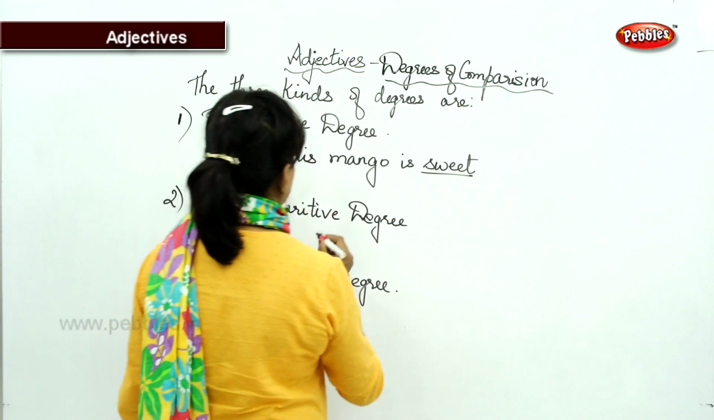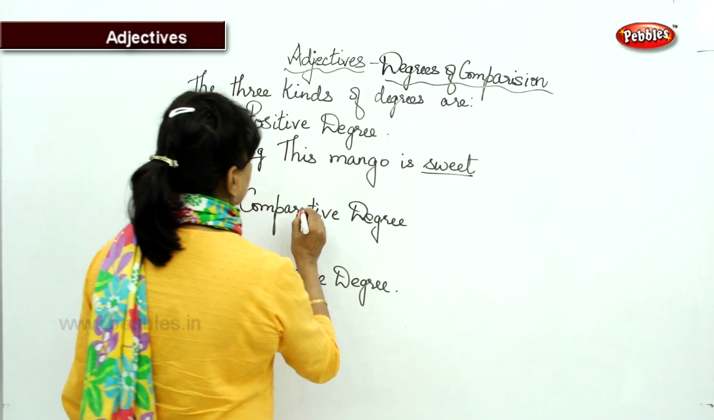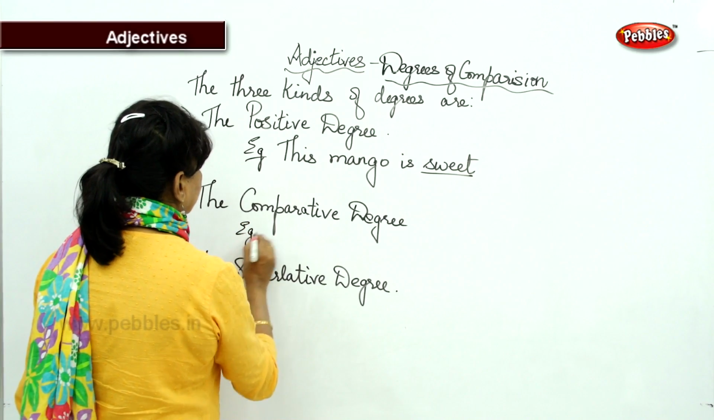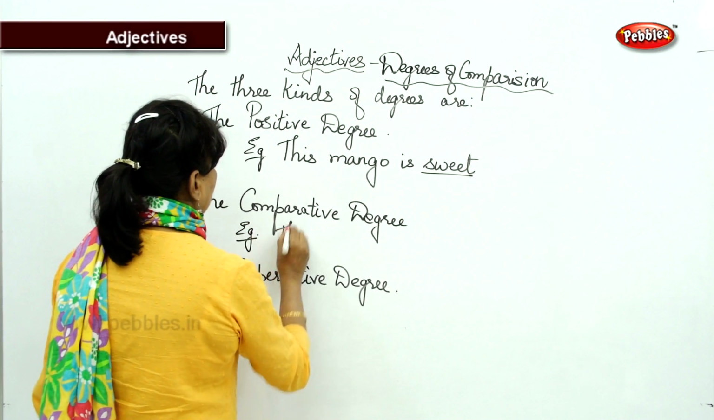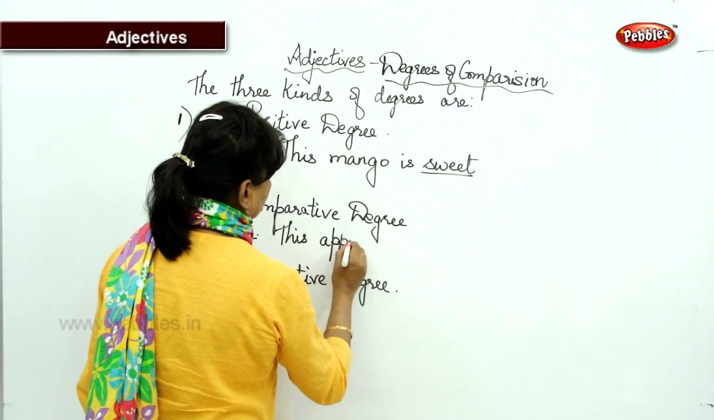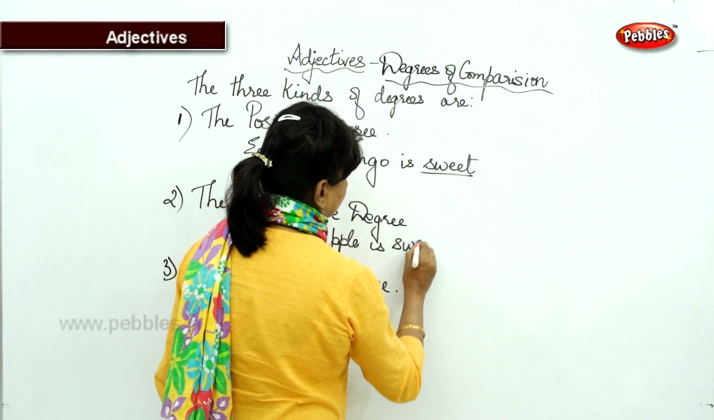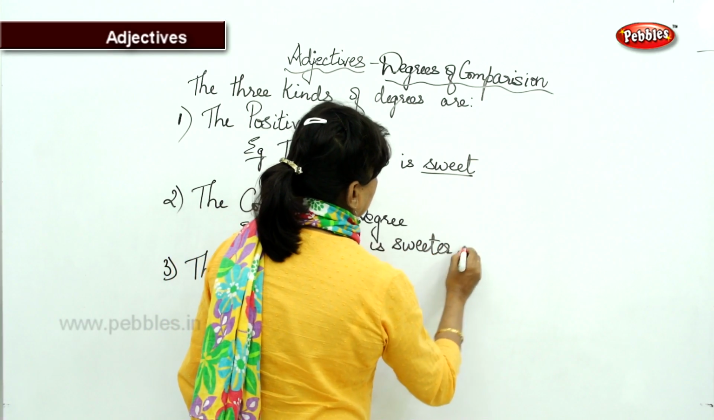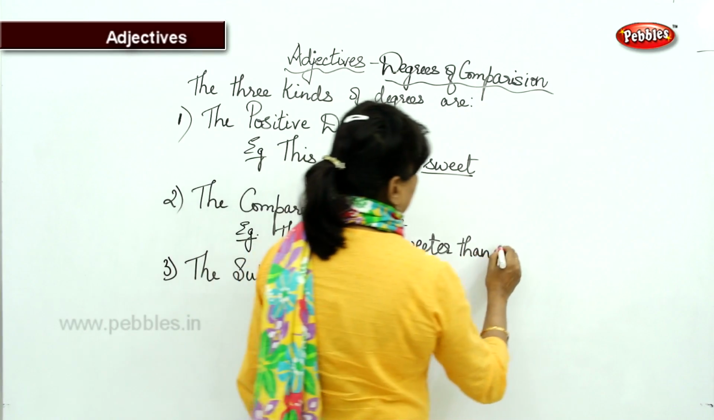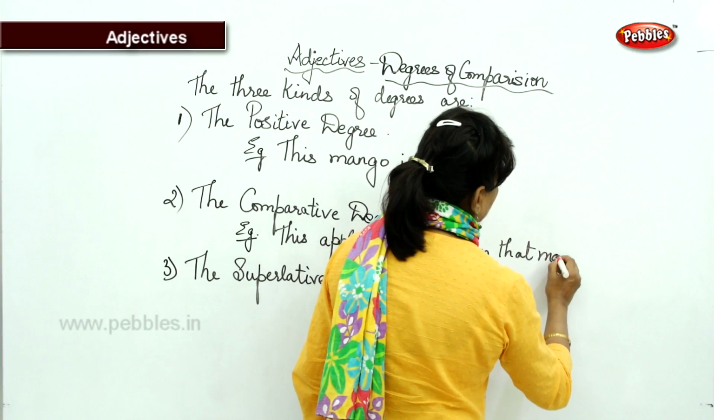So, I will use the same adjective here. Example, this apple is sweeter than that mango.